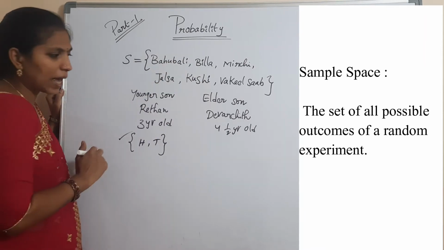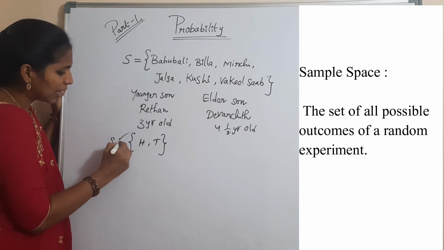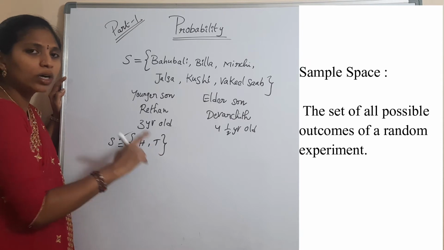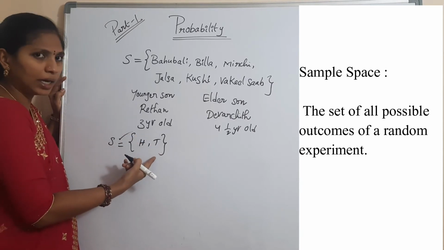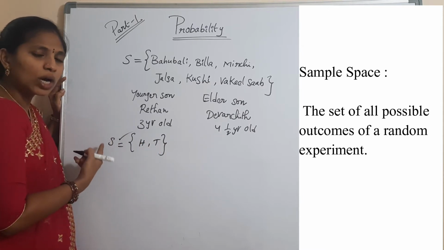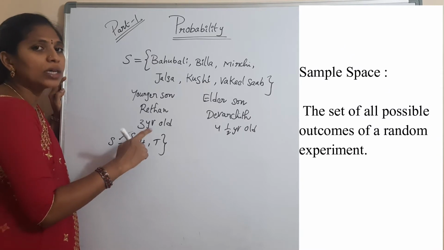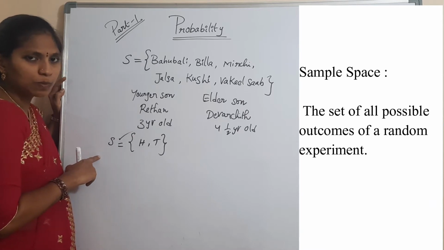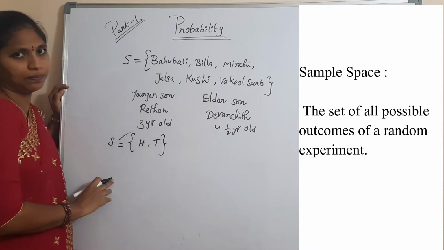Another example for sample space is tossing a single coin. This is S. S equal to {H, T}. If I toss a coin, I'll get either head or tail. These two are possible outcomes. Tossing a coin is a random experiment. So, these two are possible outcomes of that random experiment. So, this is a sample space denoted by S. S equal to {H, T}.